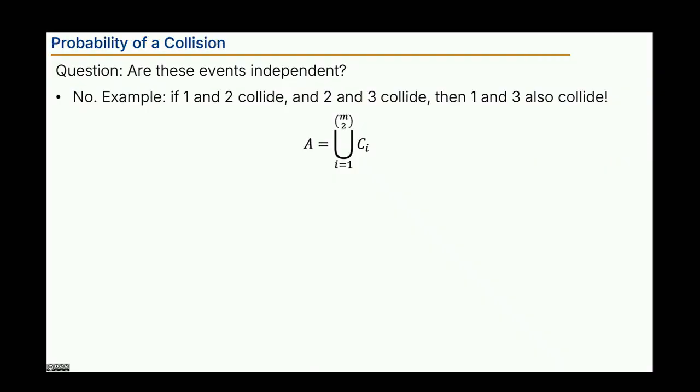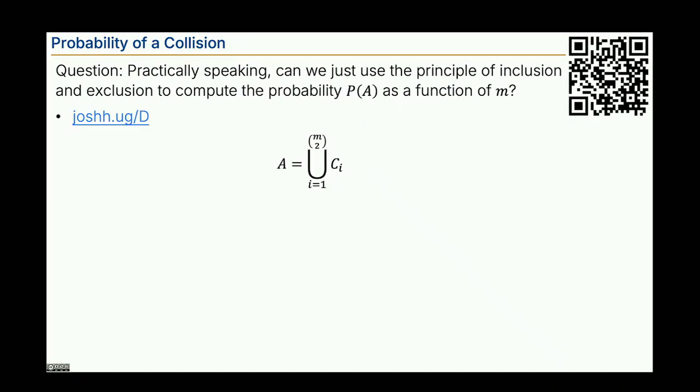So it turns out they're not independent. A lot of you were wrong about this, maybe 40% of you. An example: if 1 and 2 collide and 2 and 3 collide, then you know that 1 and 3 also collide. So if you know that 1 and 2 and 2 and 3 have collided, then you also know that 1 and 3 collide. So they're not independent. Now, if they were independent, we would have an easier time, as we know from the previous lecture. But because they're not independent, we have to do something a little fancier.